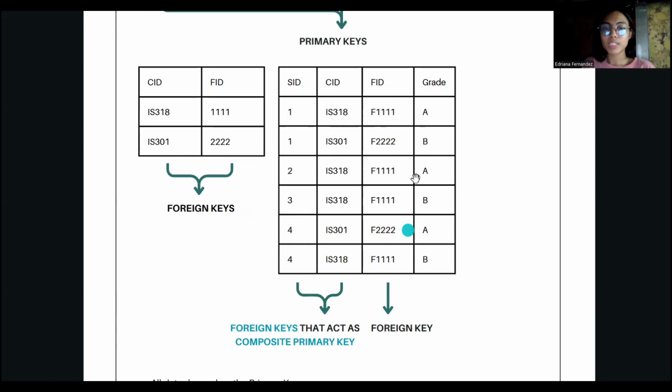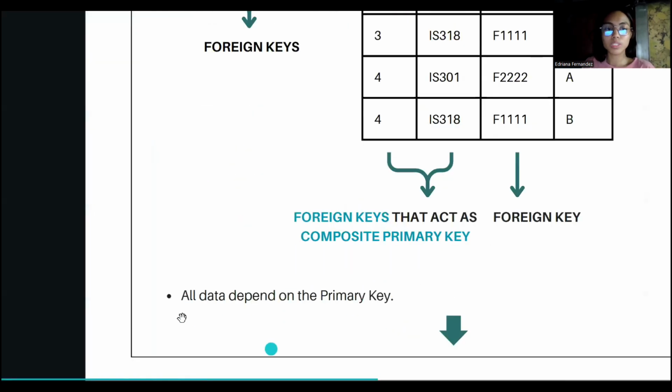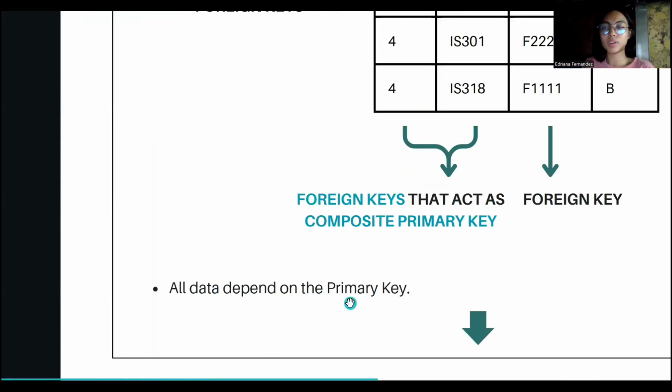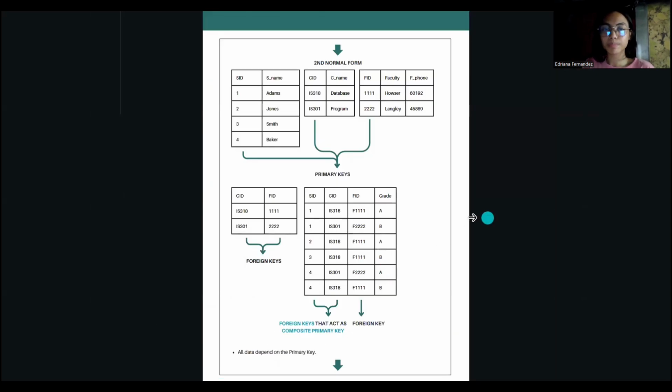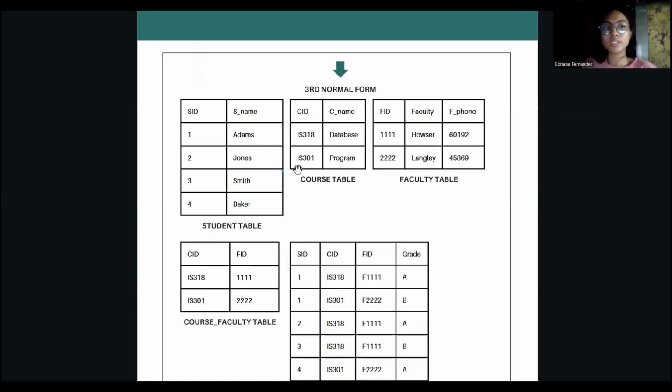So this row by these columns depends on our foreign keys that act as the composite primary key, where it is the student ID and the course ID. And therefore, we can conclude that all data depend on the primary key. Again, here, we also leave the tables unchanged.